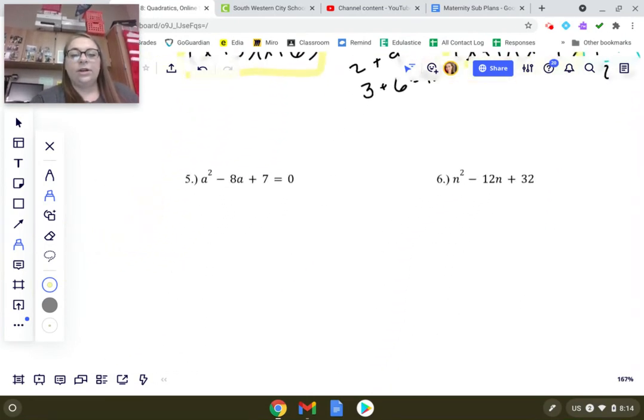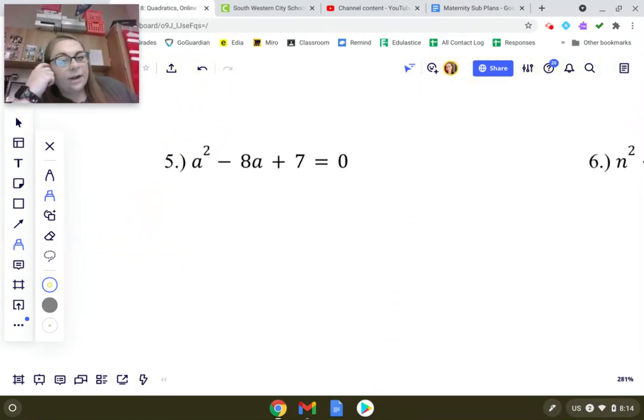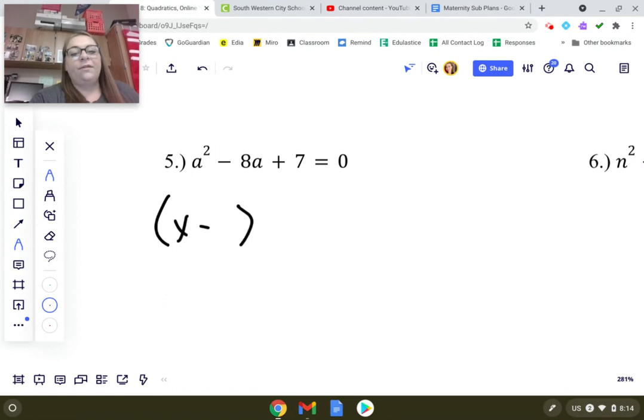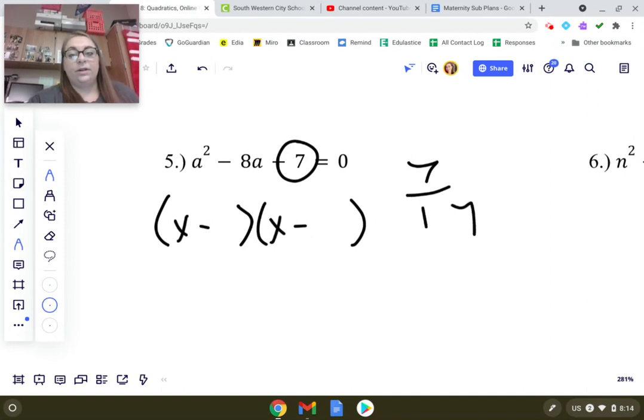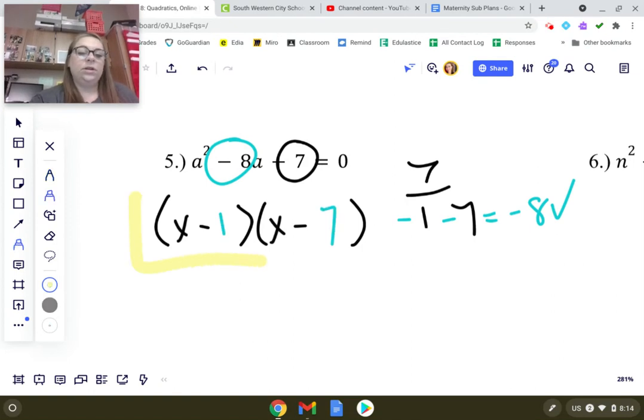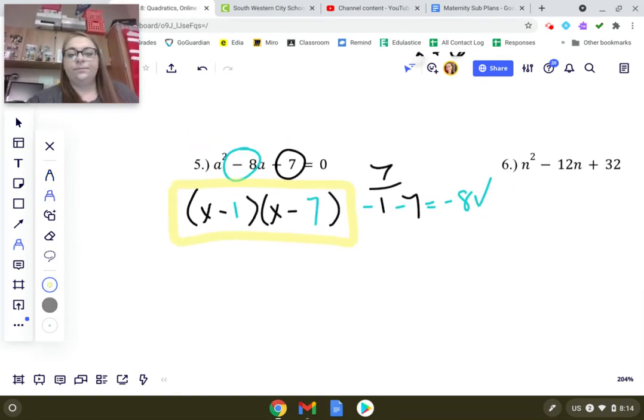All right, two more here. Number 5, I've got a minus and then a plus. Looking at that chart at the beginning, that means both of my factors are going to be negative. I want to find factors of 7, and the only factors of 7 are 1 and 7, and we want them to add to negative 8. They're both negative, so negative 1 minus 7 gets me negative 8, so that works. Plug in 1, plug in 7, and there's my answer.